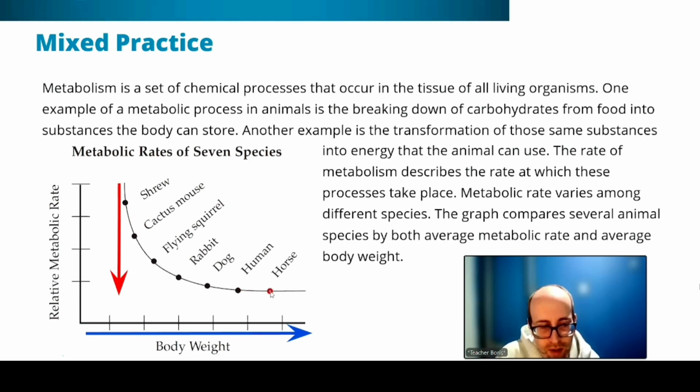So a horse is a bit slower than a human, but not that much slower, whereas a cactus mouse is a lot slower than a shrew. So there is a change in the rate as the body weight increases, but still, this is a decreasing relationship. Very nicely done, Debbie. Exactly. Irma, very nice. Roland as well.